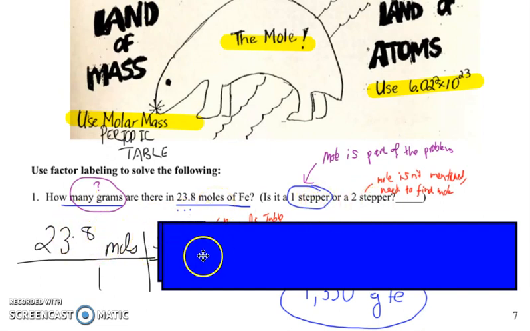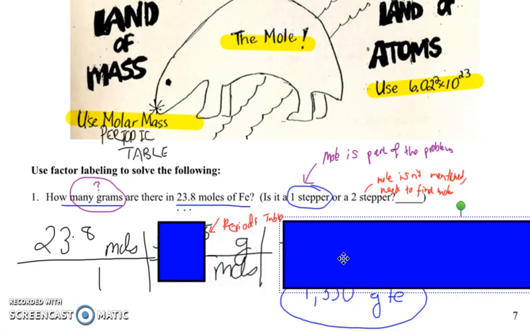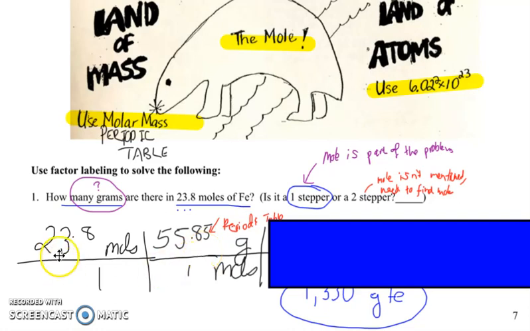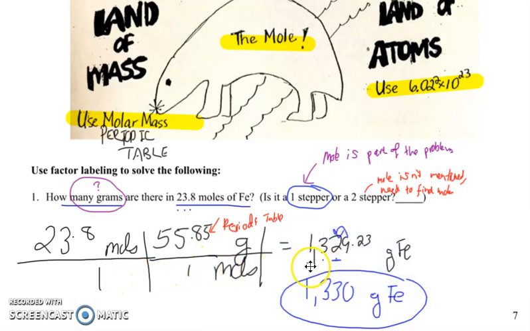So I have 23.8 moles. Moles go into grams. So this one, though, we need to find out the molar mass of iron, which you get from the periodic table, which is 55.85. That's the average mass. So we're taking 23.8 times 55.85 divided by 1 times 1. So your final answer would be 1,329.23 grams of iron, but round to 3 sig figs. That would give me 1,330 grams of iron. That was a simple one-stepper.